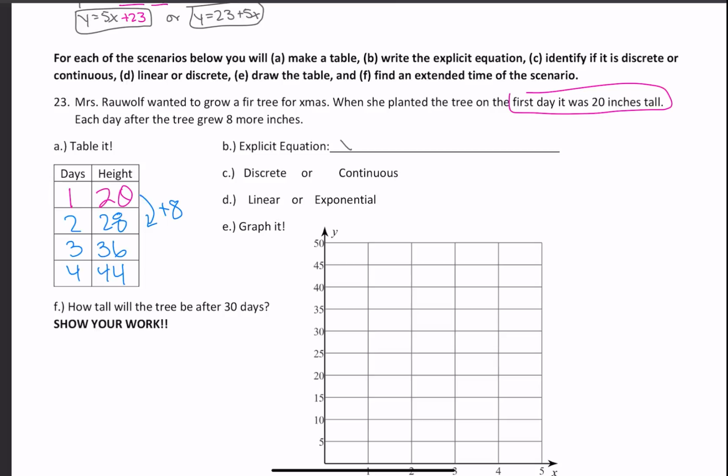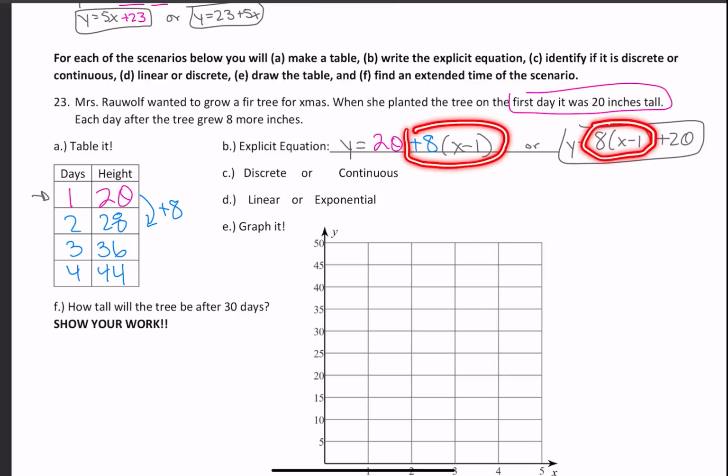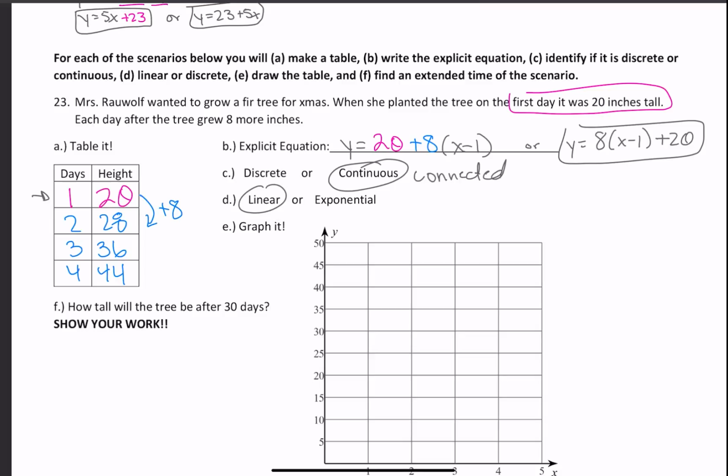When we write the explicit, we can write it as y equals 20 plus 8 times x minus 1, regular size. We start with a time 1. Or it can look like y equals 8 times x minus 1 plus 20. Okay, both are good. See how this stayed together and then that 20 stays positive? They mean the same thing. This is continuous because we're growing something, so it's going to be connected. And then it's linear because we're adding, so that means it's going to be straight.